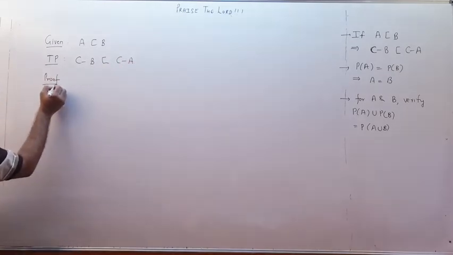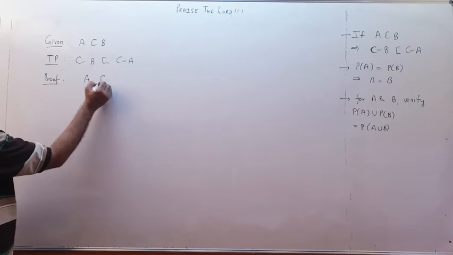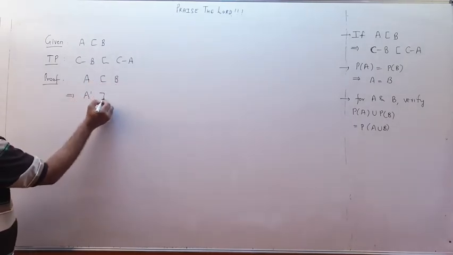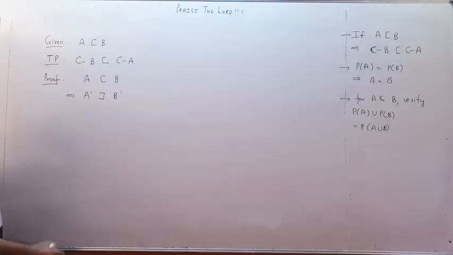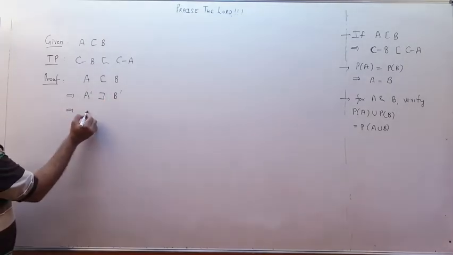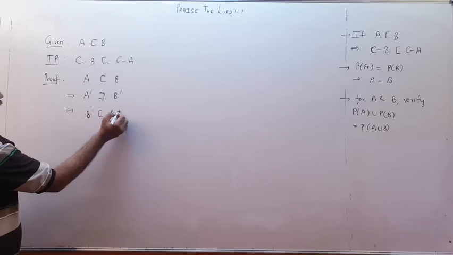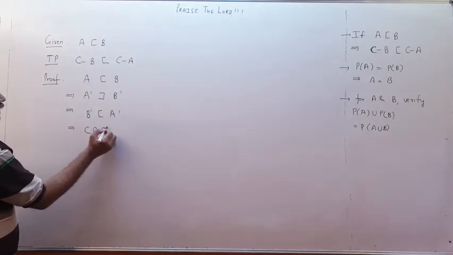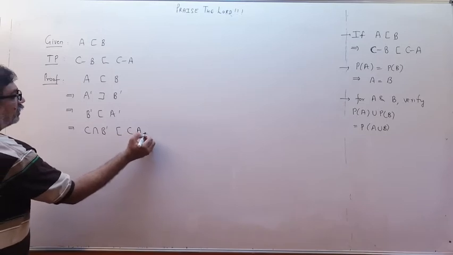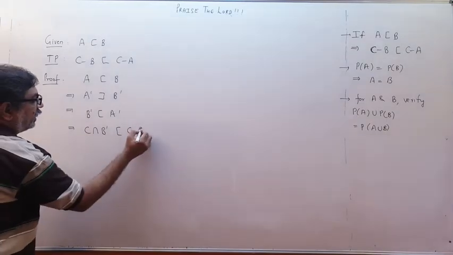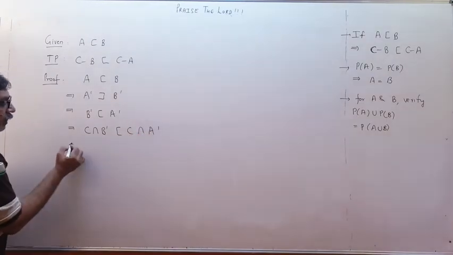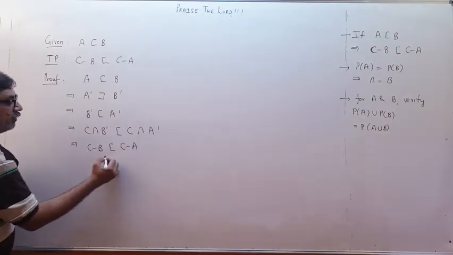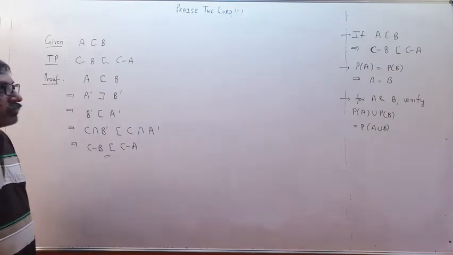So there goes the proof, children. A is subset of B. That means A dash will be superset of B dash, that we know by the properties. So that means B dash will be subset of A dash, and therefore C intersection B dash will be subset of C intersection A dash. Taking intersection with the common set, that is okay. And this means C minus B subset of C minus A, like this.